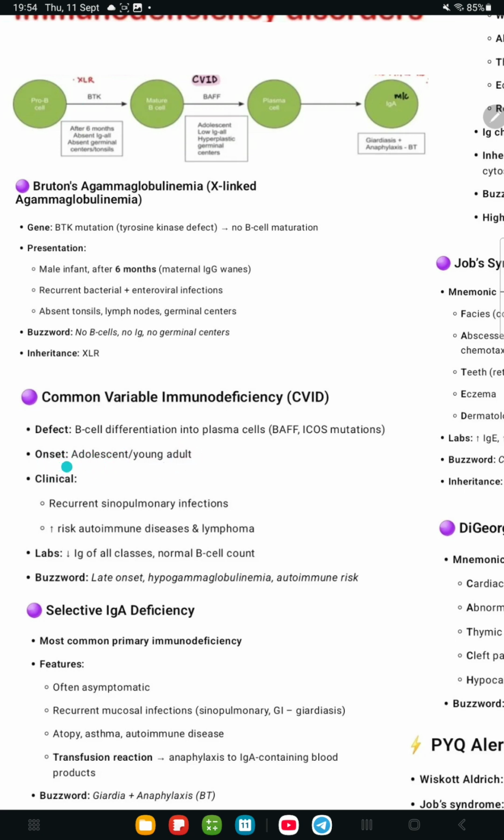Clinical presentation will be recurrent sinopulmonary infections, with increased risk of autoimmune diseases and lymphoma. When we check the labs, the plasma cell step is not happening. That's why there are decreased immunoglobulins of all classes. But the B cell count will be normal. The mature B cells are normal, but the formation of plasma cells is not happening, so ultimately there will be decreased immunoglobulins of all classes. The buzzwords here will be late onset hypogammaglobulinemia and autoimmune risk.